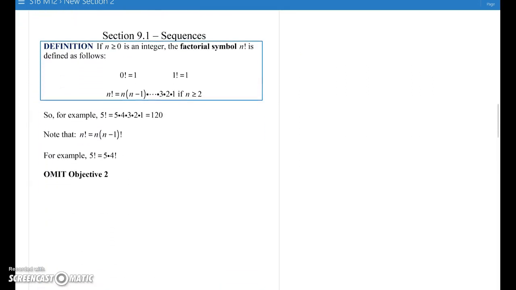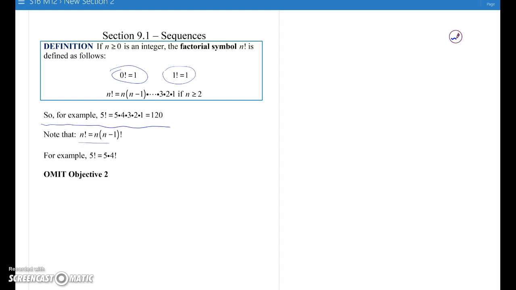Okay, so we need to learn a little bit about factorials because they do come up in these sequences. It's defined that 0 factorial is 1, and 1 factorial is 1. But for any numbers bigger than that, it's the number times the next smaller counting number and so on until you get down to 1. So 5 factorial, for instance, is 5 times 4 times 3 times 2 times 1. So we can see that that will come out to be 120.